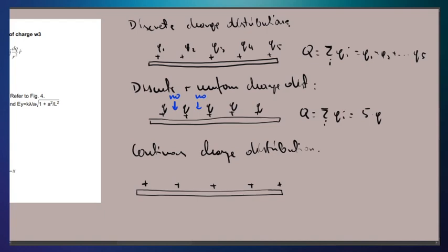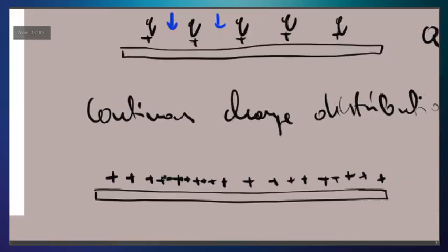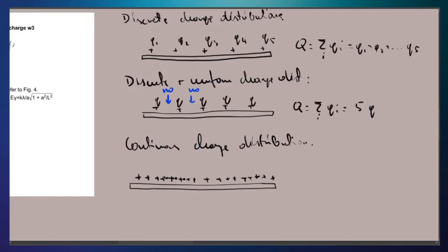But for a continuous charge distribution, what's in between these charges here? More charges. This is a continuous charge distribution. And if you were to ask what's in between these two charges here, well, more charges, more charges here, more charges here. In fact, you can zoom in and ask what's between these charges, and sure, more charges. So the concept of continuous charge distribution is that it's like looking at a line and points.